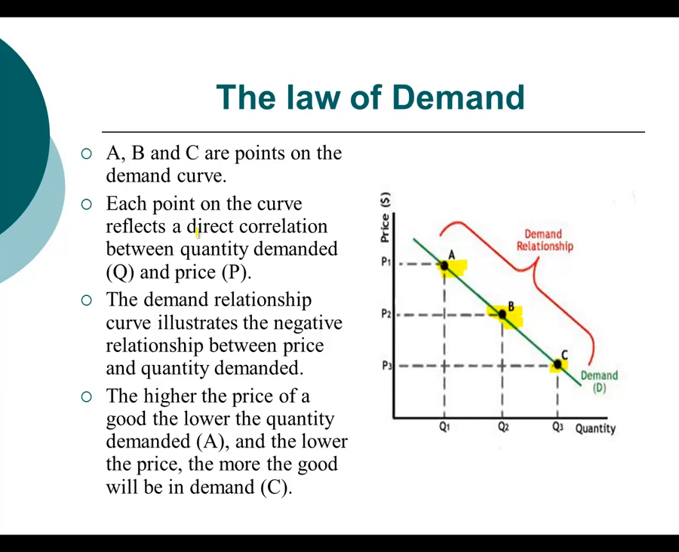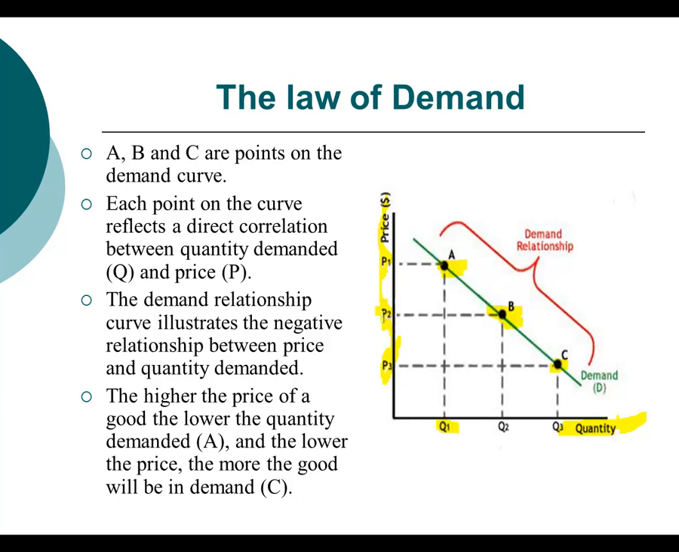Each point on the curve reflects a direct correlation between quantity demanded Q, and price P. Here Q is quantity demanded, and on the y-axis is price P. So we can see from this curve, when price is P1, meaning price is higher, then quantity demanded Q1 is very low.